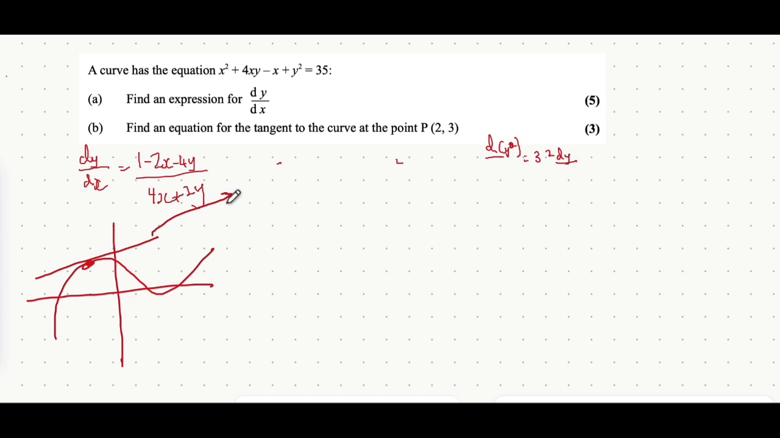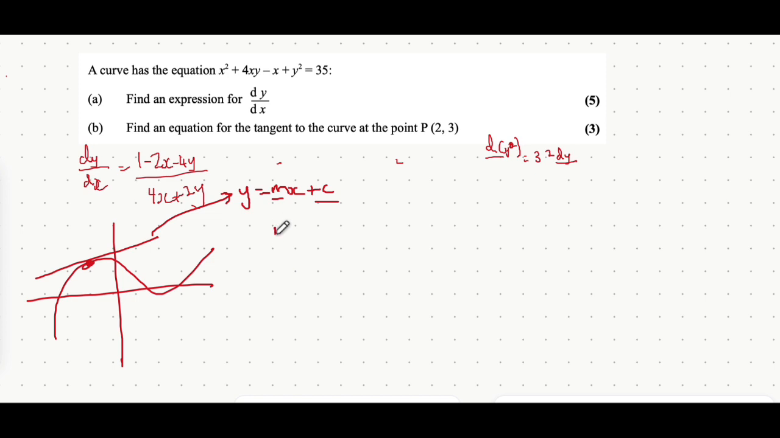Let's break that down. Because it's a straight line, it's in the form y equals mx plus c. What two variables do we need to find? We need to find the gradient of the tangent and where it crosses the y-axis. By the way, this is just a random curve, just to help you understand. It's not applicable to this whole question.